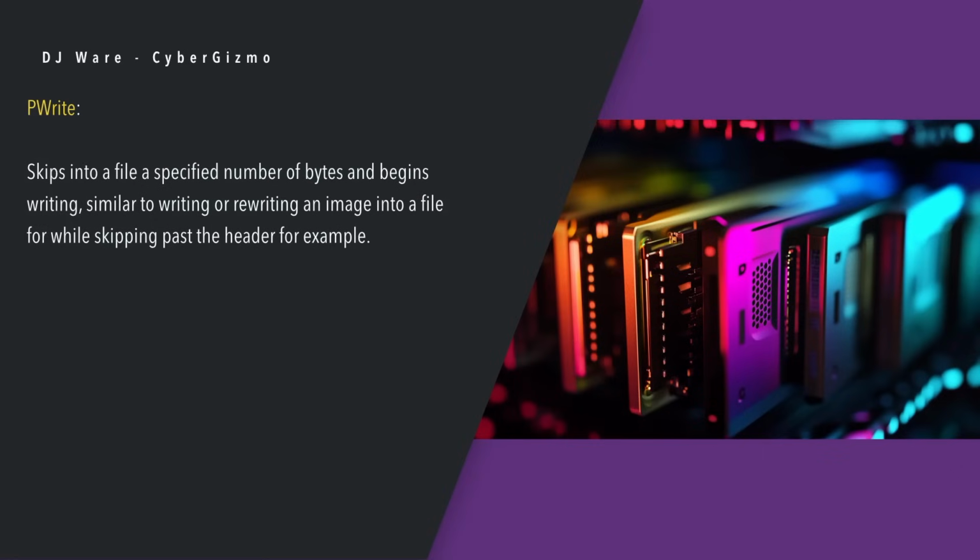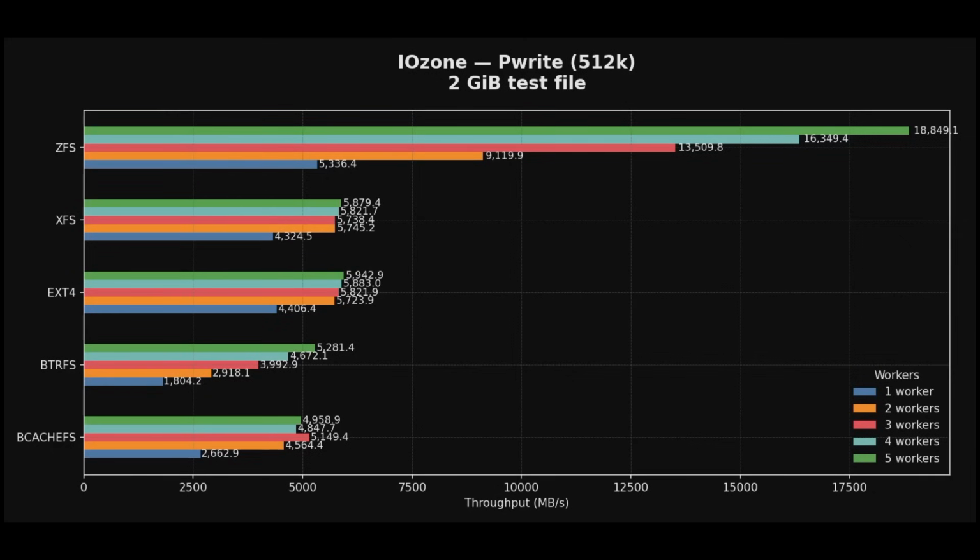PWrite, this is skipping around in the file to write data in the header or somewhere, to jump forward and then start writing the image. ZFS does really well here. ext4, XFS, Btrfs, and Bcachefs are all adhering to the logic of the direct I/O.